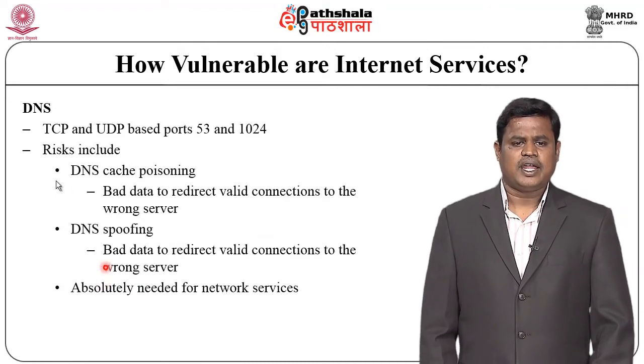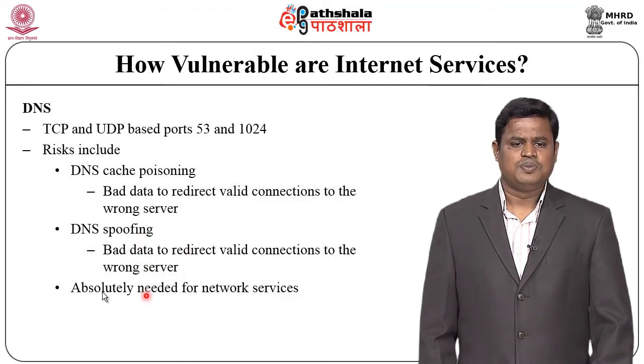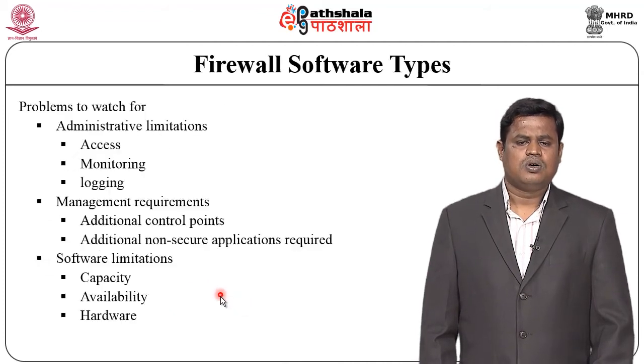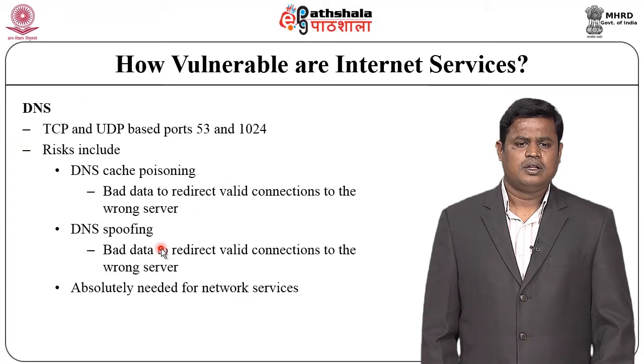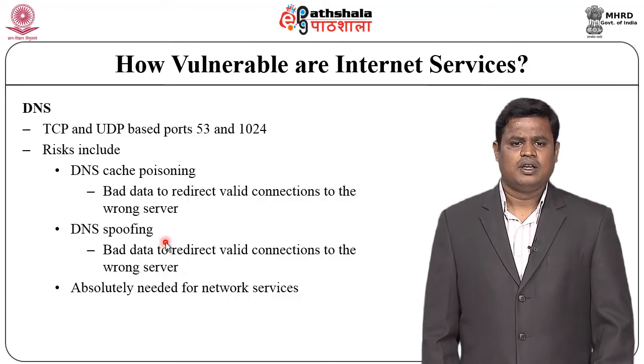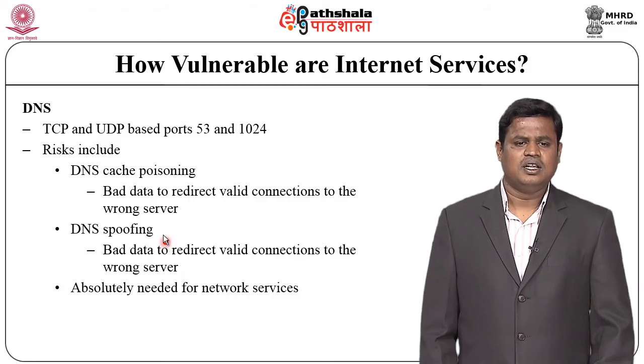Then DNS, again we can see some of the risks related to DNS. We have DNS cache poisoning and DNS spoofing. Here we can poison the cache information, redirecting a valid connection to the wrong server, and with spoofing they can use bad data to redirect a valid connection to a wrong server. So, it is absolutely needed for network services. How am I going to provide security, even though I have algorithms like symmetric cryptography and asymmetric cryptography and also hashing techniques? Still it is not possible to provide protection against cache poisoning or spoofing kinds of attacks.